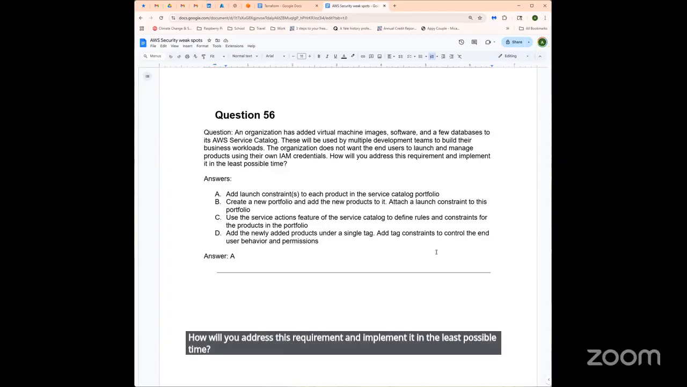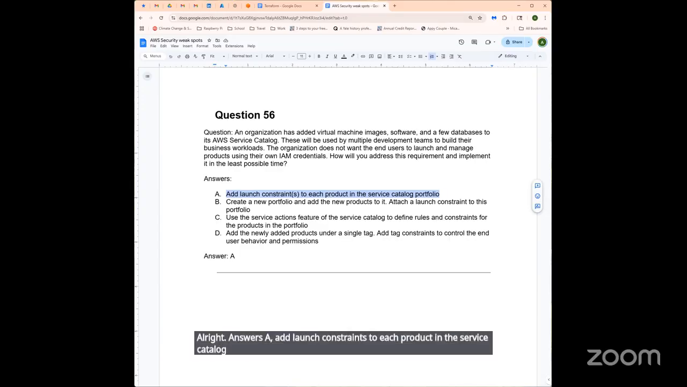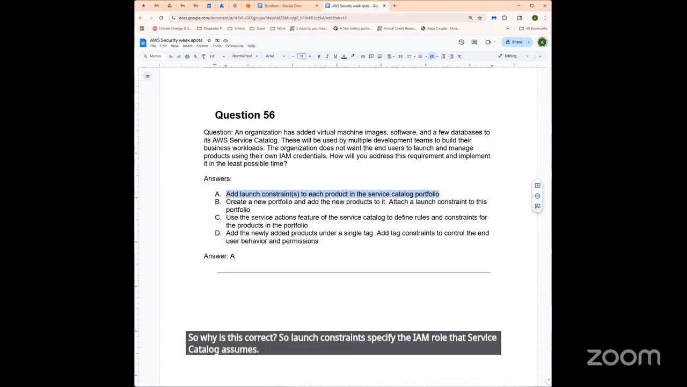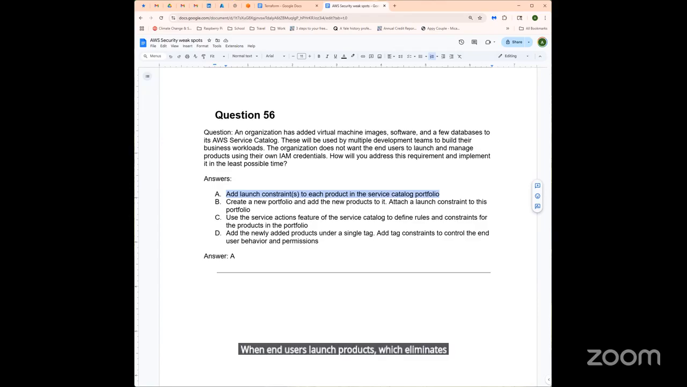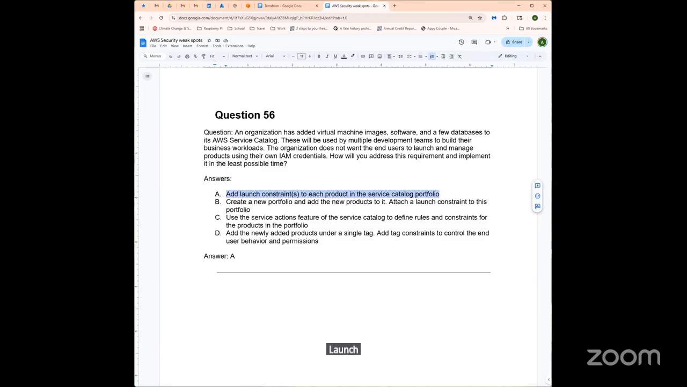All right. Answer A, add launch constraints to each product in the Service Catalog portfolio. So why is it correct? Launch constraints specify the IAM role that Service Catalog assumes when end users launch products, which eliminates the need for end users to have their own IAM credentials for AWS services. Launch constraints can apply at the product level.